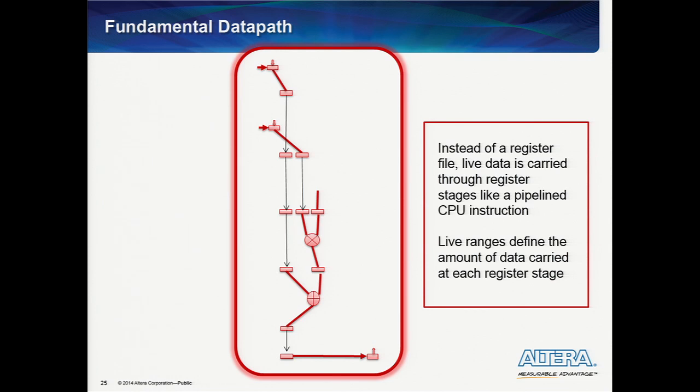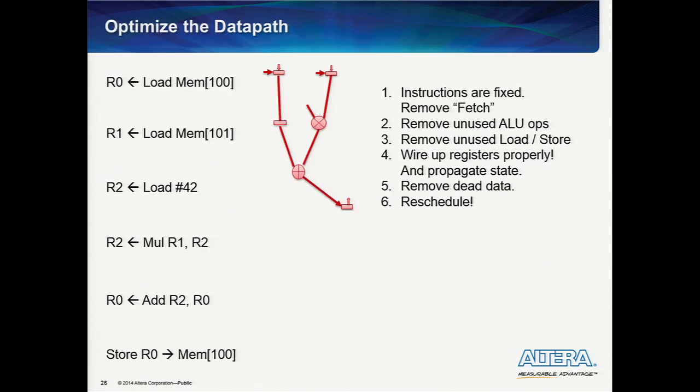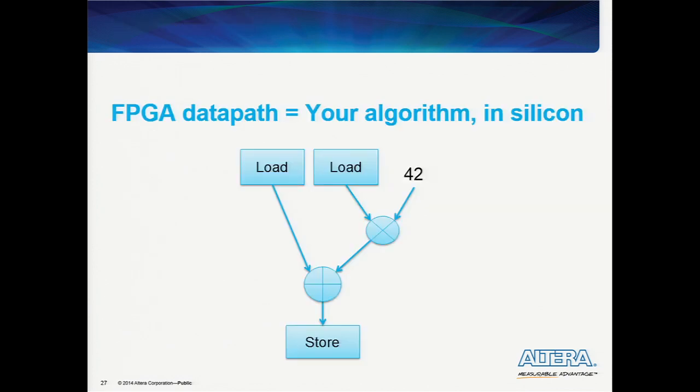Now, this isn't fully optimized, and one of the things our backend will do is it'll solve a scheduling problem in order to minimize the amount of live state carried in your program. And so we can just reschedule this and really reduce the number of registers we have. And now what we see is we've created a piece of custom hardware for this simple program, but the FPGA data path is just that. It's a completely customized program, and it's your algorithm implemented directly in hardware.